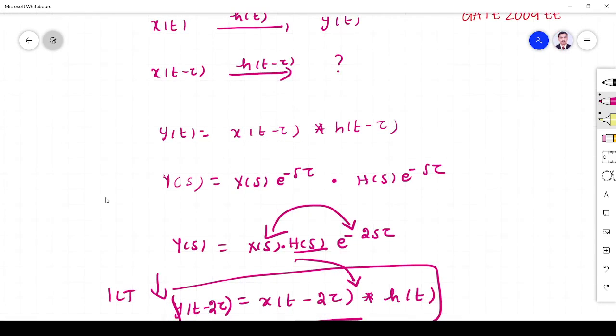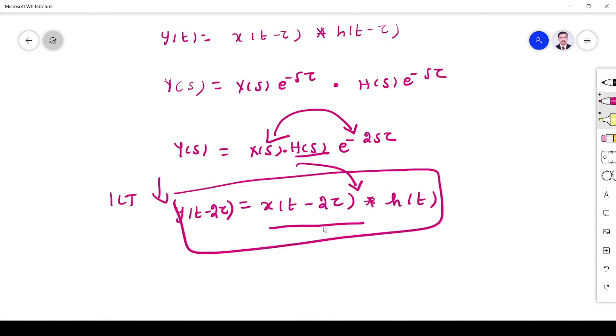So how did I put the left hand side as y of t minus 2 tau? Shift in input. We know what a time invariant system is: if there is a shift in input, then output will also shift. That is what a time invariant system is. So I use that property. So output is y of t minus 2 tau.